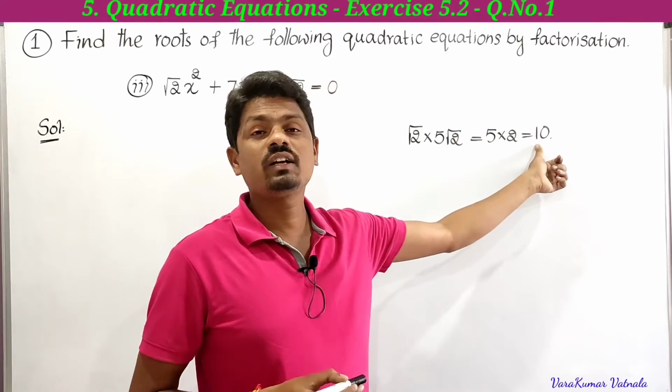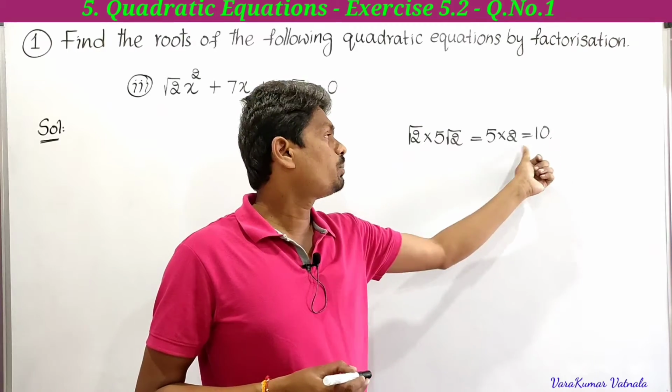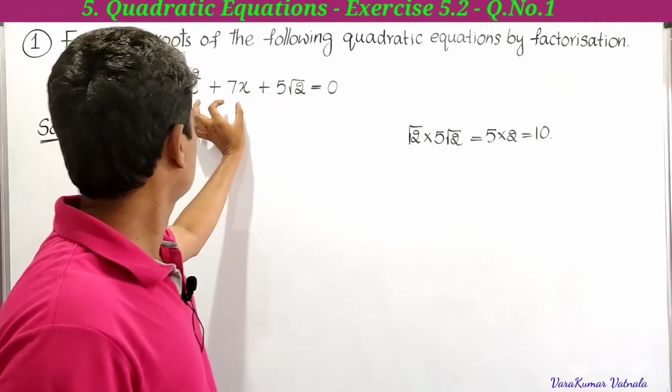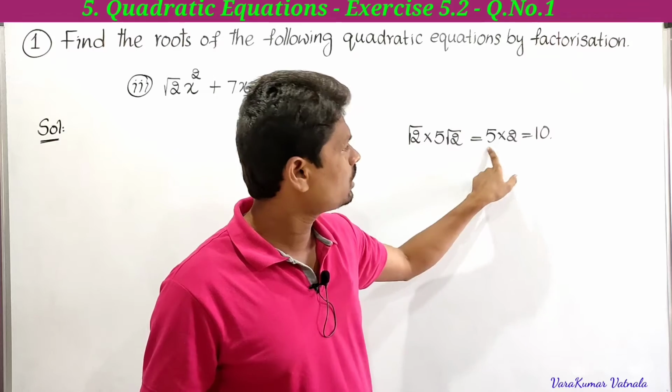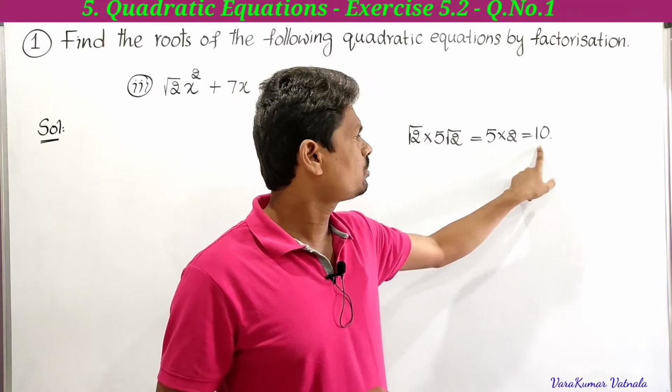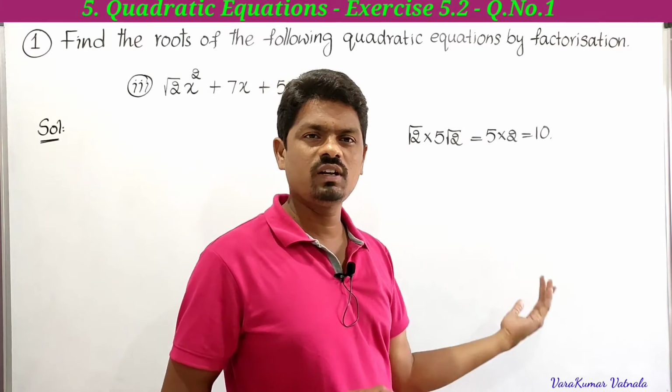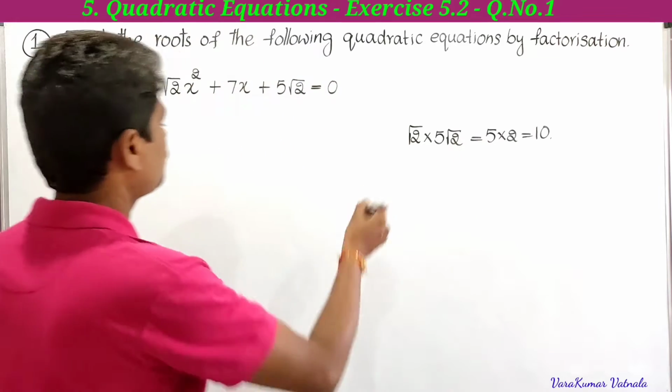So now we have to select factors for 10. Their product should be plus 10 and their sum should be 7. So these two are the factors: 5 into 2 is 10, 5 plus 2 is 7. Yes, these two are the factors.